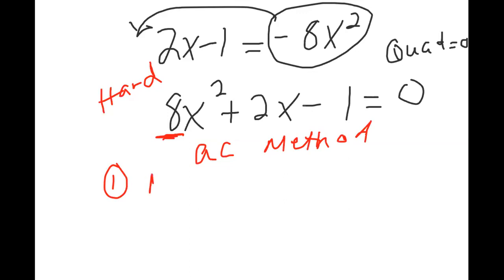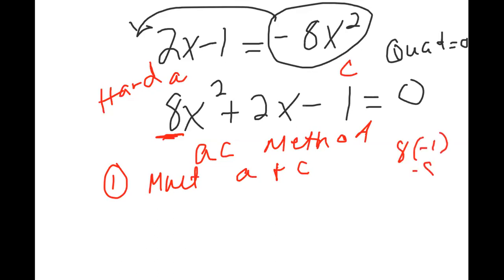Multiply A and C together, guys. Find the product of A and C, okay? Which one is A? 8 is A. This is your A value, and this is your C value over here, okay? So we're gonna multiply 8 times negative 1, guys, which gives us a negative 8.